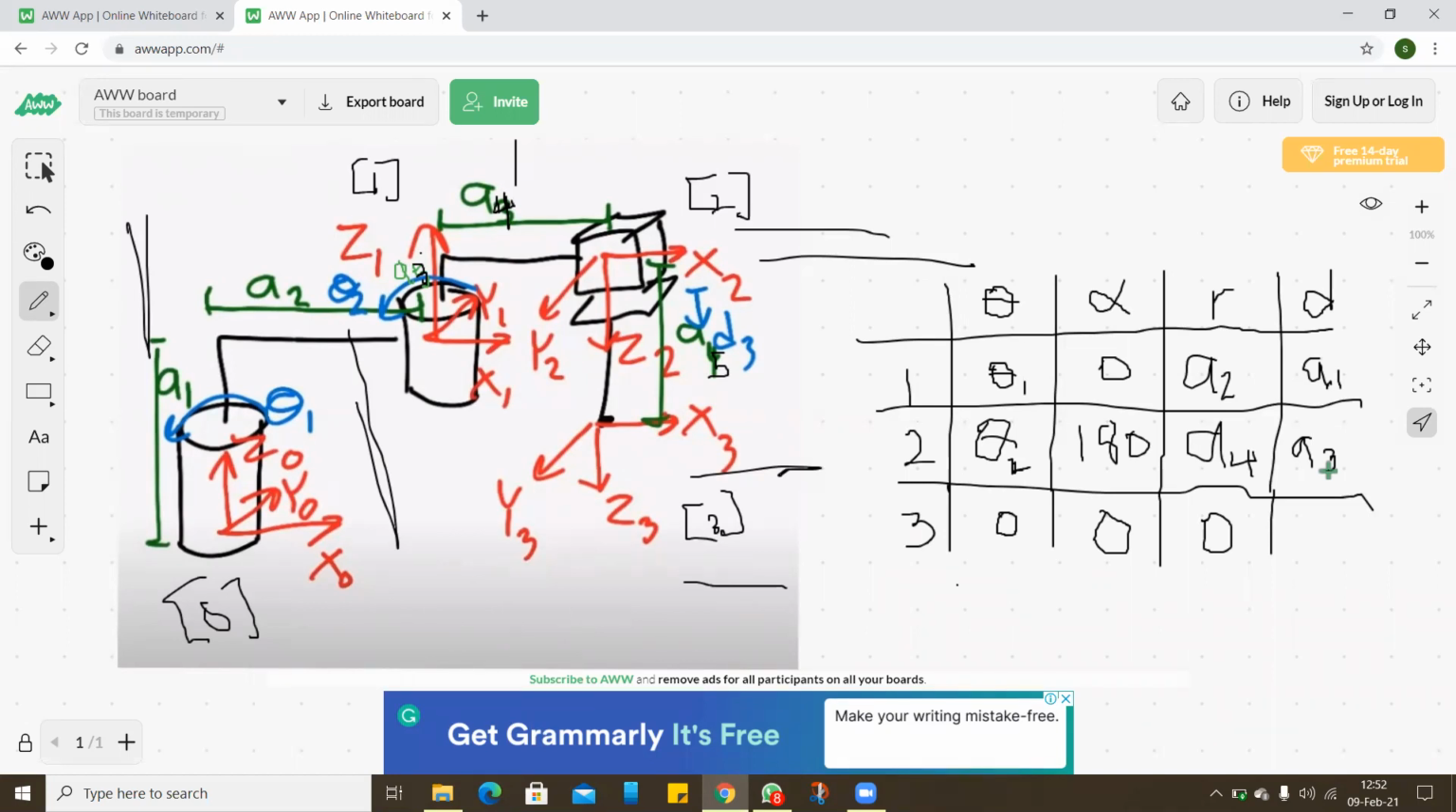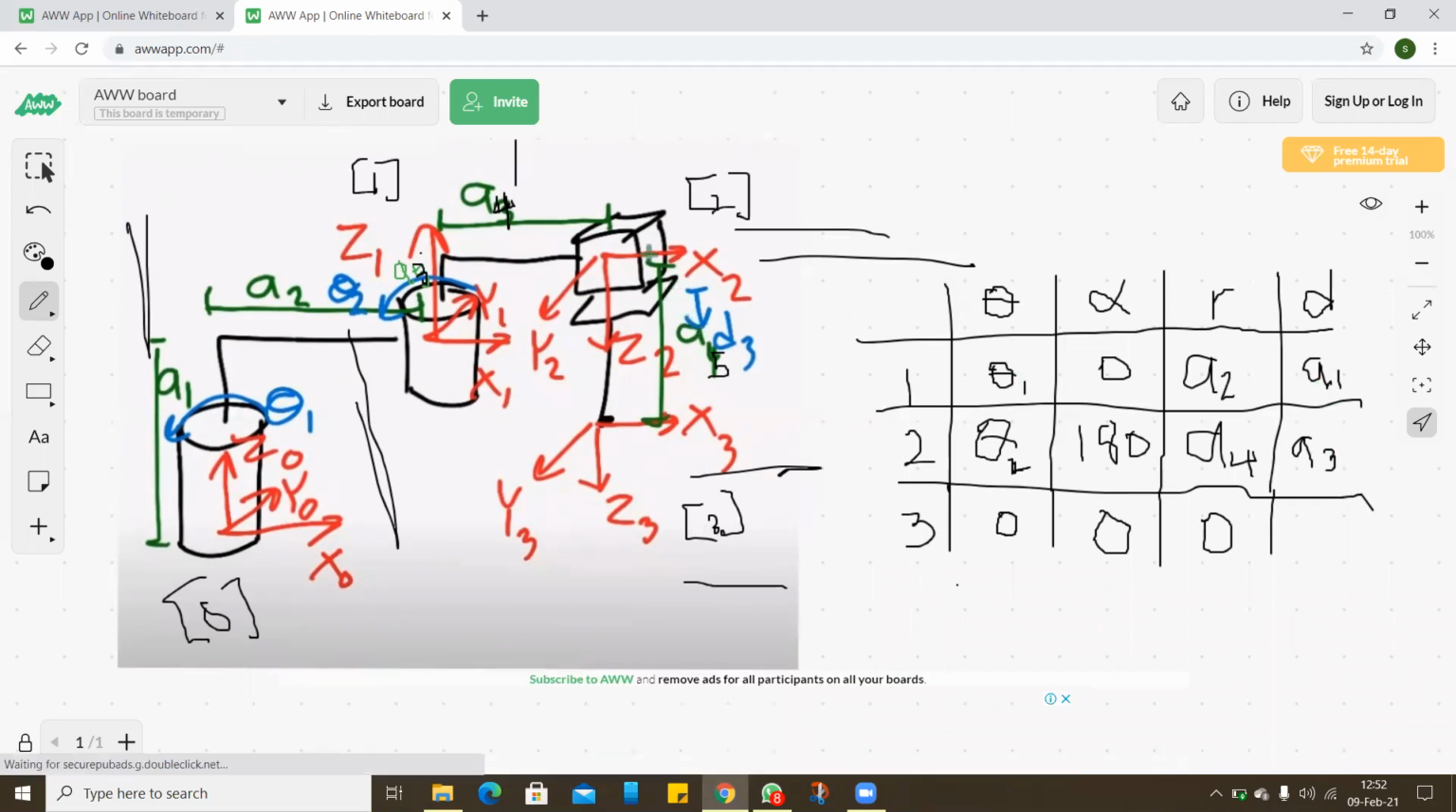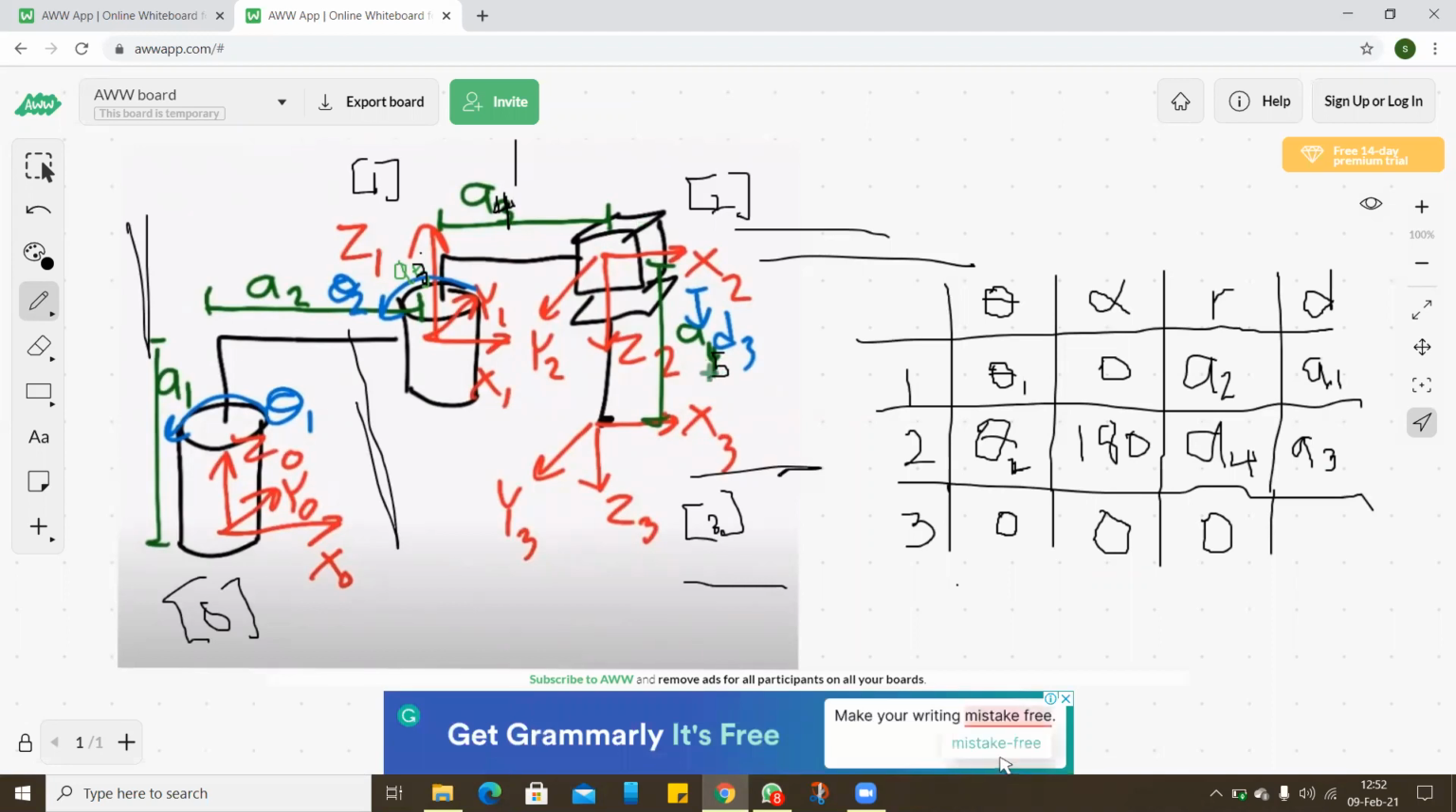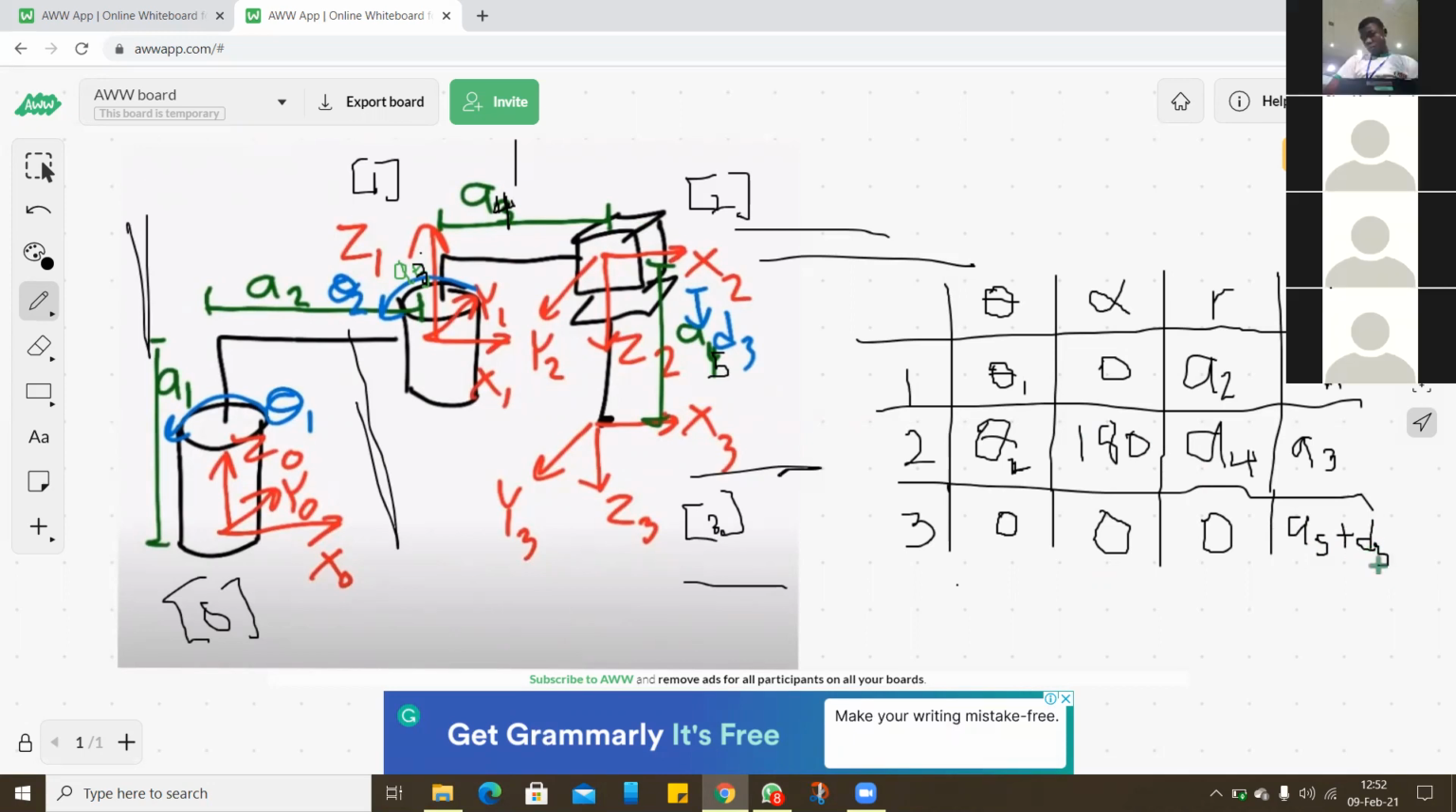There's a prismatic, so don't forget this prismatic. It can extend and come back. So it is from here to here, which is A5 plus D3. Okay, so that's the end. So who doesn't understand homogeneous now? Who doesn't understand homogeneous?